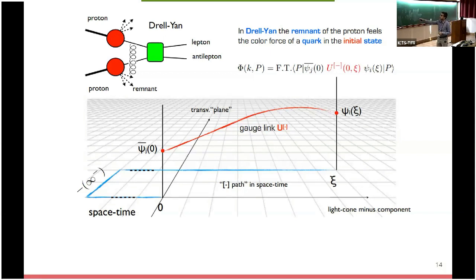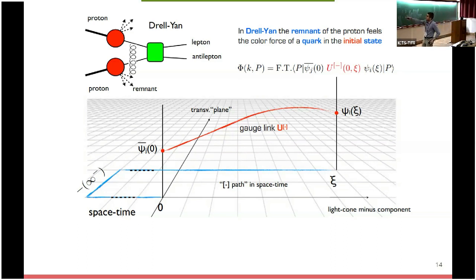In Drell-Yan, if you consider this like the Feynman amplitude in a cartoonish way, the gluons in the gauge link correspond to gluon scatterings, so interactions between the remnant of one proton in the initial state, which is colored because you remove the quark from the proton, with the colored quark in the other leg of the process, in the initial state. So the quark here is colored, the remnant is colored, so they exchange the gluon, okay?